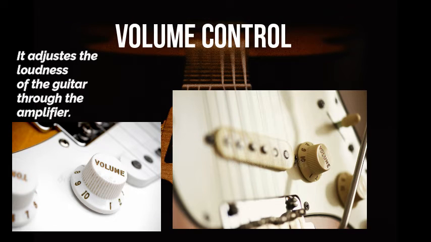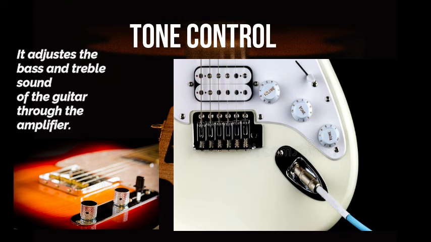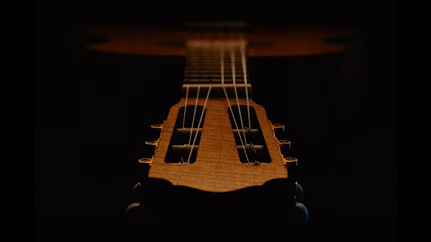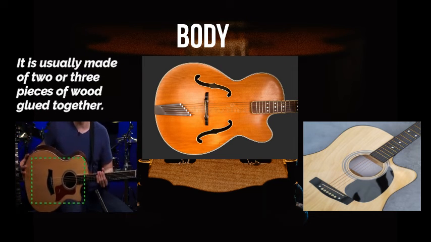Volume control. Adjusts the loudness of the guitar through the amplifier. Tone controls. Adjust the bass and treble sound of the guitar through the amplifier. Body. Usually made of 2 or 3 pieces of wood glued together.